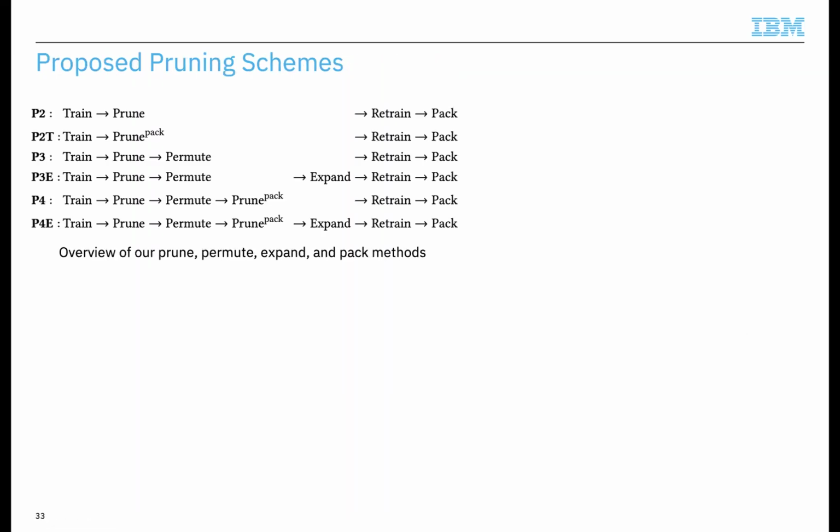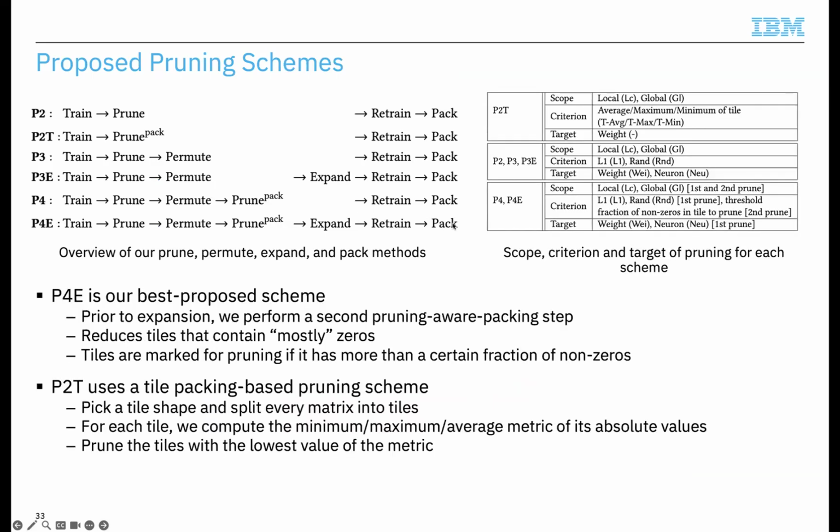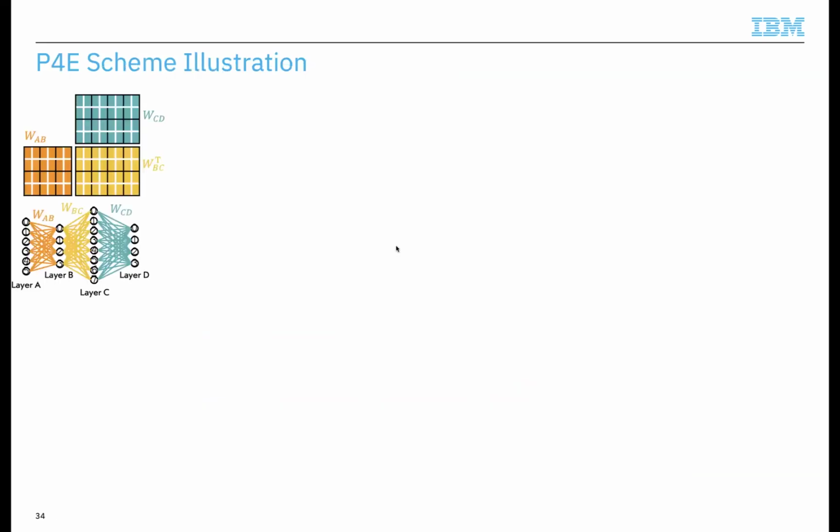And we looked at different pruning schemes. We tried different steps like train, prune, permute, expand, retrain, pack, or train, prune, permute, prune again as a second step, expand, retrain, pack, and so on. I will explain one of these methods. The method is called P4E.